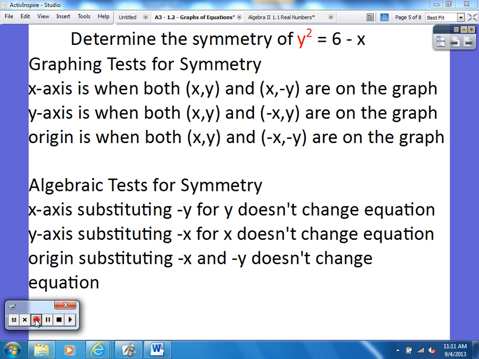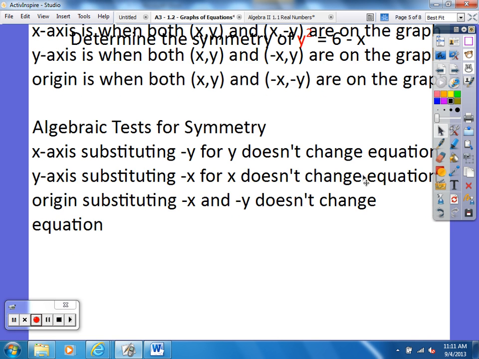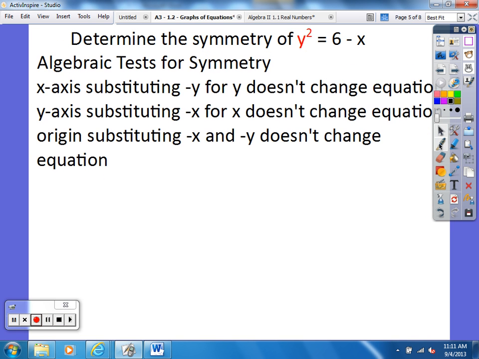Okay. So now that we have that copied down, we have our first problem up here. We're going to determine the symmetry of this. Now, obviously it's not graphed, so instead we're going to use the algebraic test. So, first thing I want to do is check if it is symmetric about the x-axis.